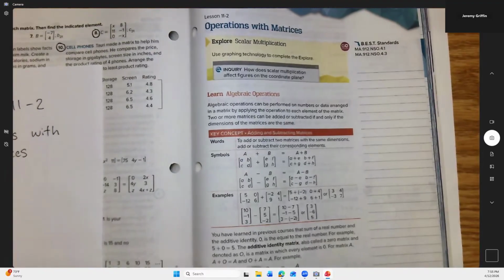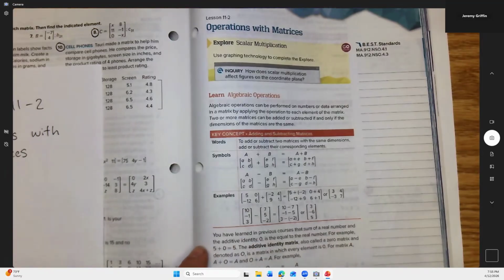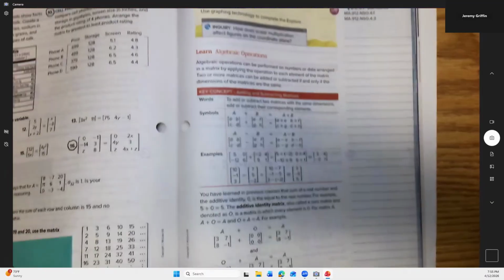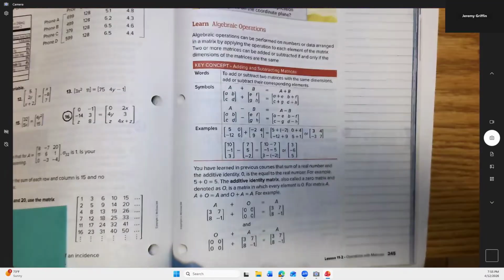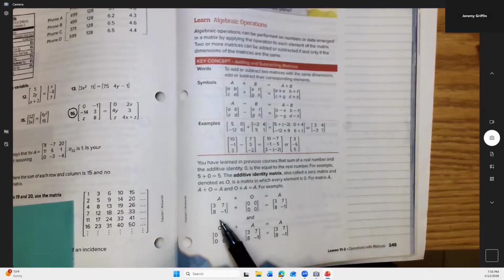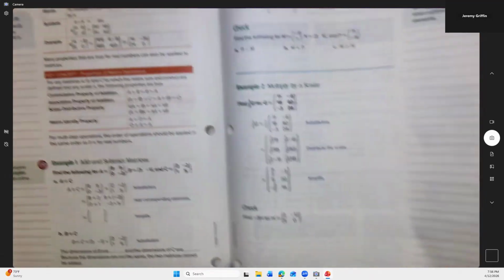Let's go through this again. You've learned in previous courses that the sum of a real number and the additive identity 0 is equal to the real number. For example, 5 plus 0 is 5. That's the additive identity matrix. If you had this matrix, they're calling matrix A, 3, 7, 8, -1, and you add that to 0, it is itself.